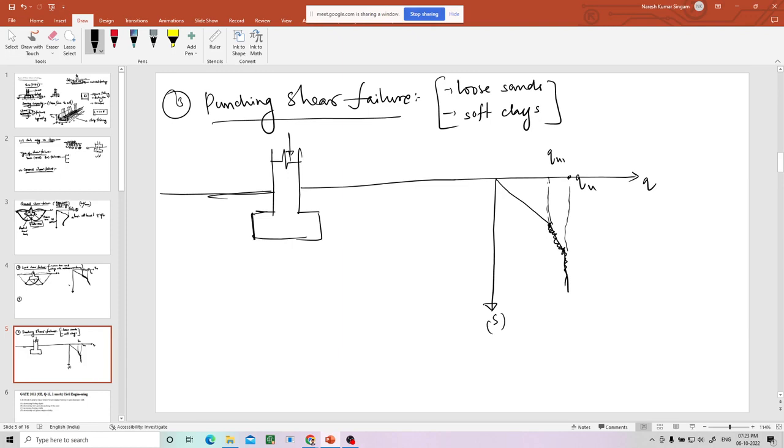In this case, the failure surface will not extend to the ground surface because the soil is very loose. Because of that, the footing gets punched. It can be punched to lower depths. The failure will happen before the failure surface reaches the top. So it has very little strength, and there will not be any failure surfaces here. No failure surfaces. That is called punching shear failure.